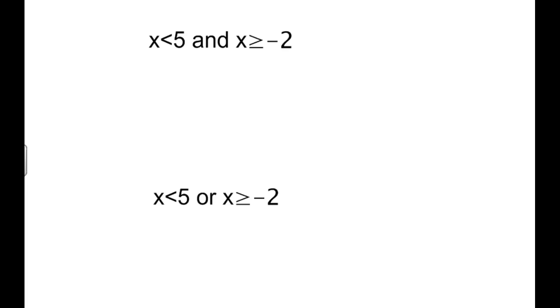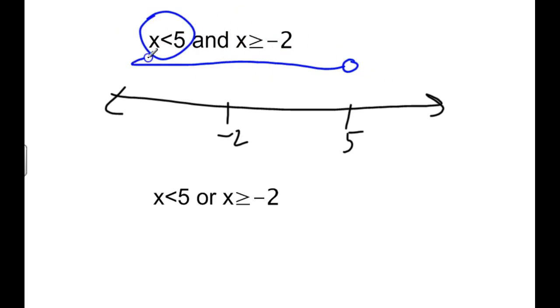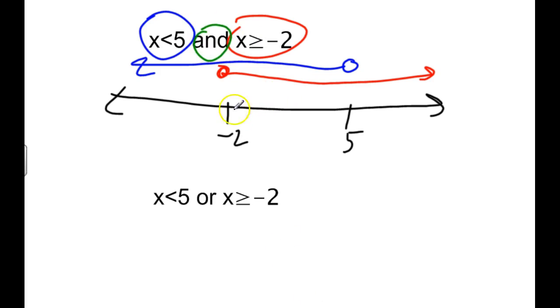Let's do these last two, or at least this last one here. -2 and 5. So I'm going to put my thinking up above for a second here. So this one is x less than 5, and this one is x greater than or equal to 2, and means the intersection of those two ideas. So my final solution is just from here to here. So that's my final graph. Those are just to show a little bit of work.